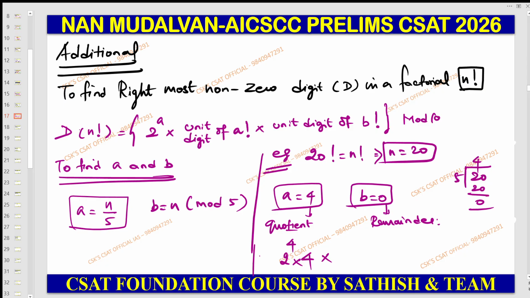Right. B factorial. Unit digit of the B factorial. 0 factorial is nothing but 1. So therefore 2 power 4 is nothing but 16. 6, 4, 1. 6 into 4 becomes 4. Why? Unit place. 24, I am focusing only on the unit place. So 4 here. Guys getting?